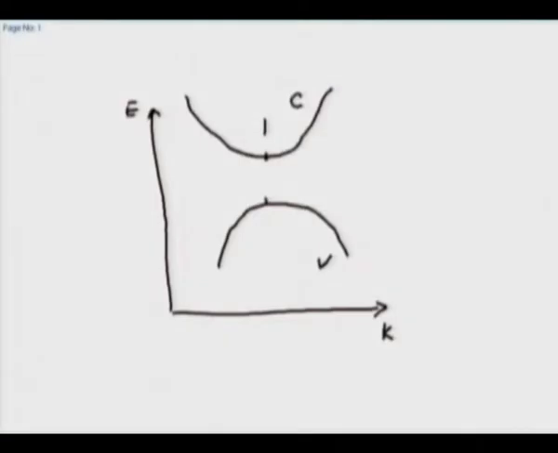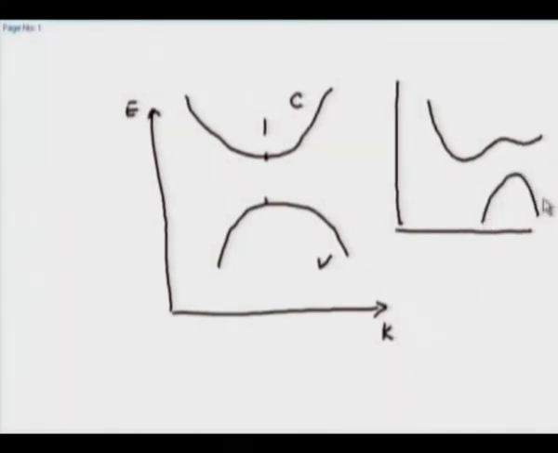Typically, to give you an illustration, in an indirect band gap semiconductor, the minima of the conduction band is here and the maxima of the valence band is somewhere else.